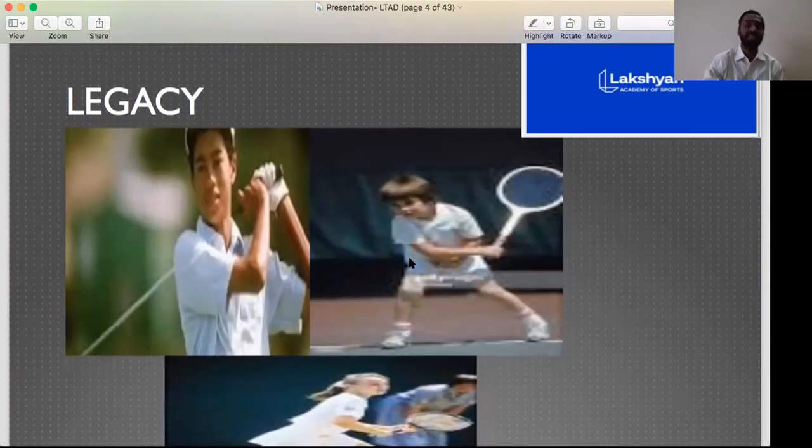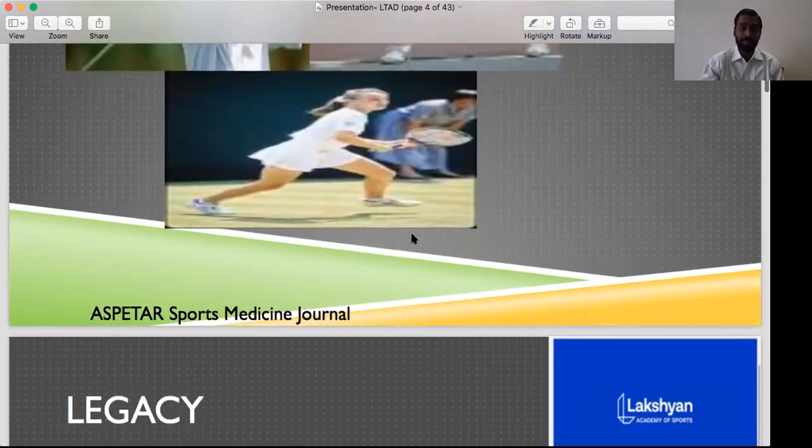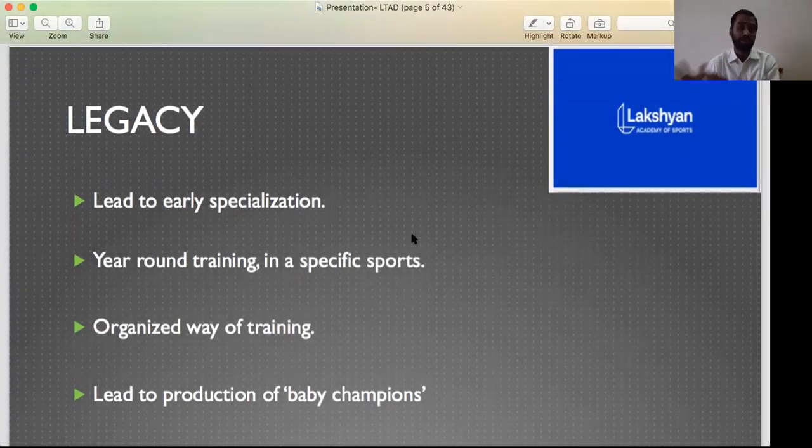And then obviously it was legacy. You had Tiger Woods winning his first championship when he was 6 years old, Andre Agassi playing his first tennis championship when he was 4, Martina Hingis winning her first championship when she was 8 years old. All such success stories of legacy gave way to the thought process that the earlier a child starts training and becomes specialized, the better the chances of results. That legacy resulted in a lot of thought process.